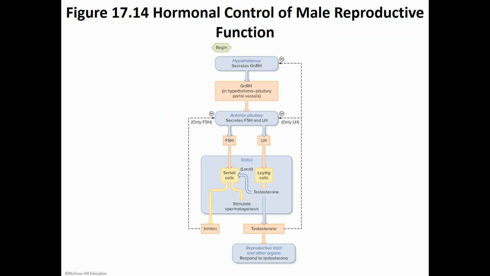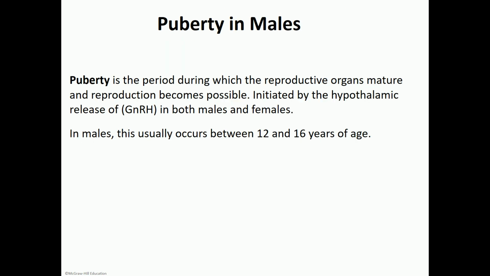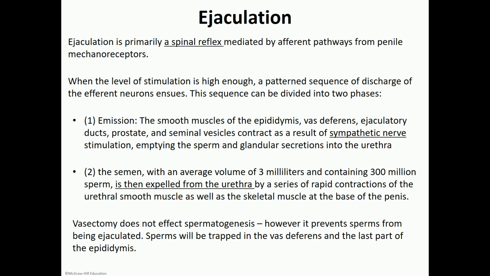So semen is really the sperms plus all of the secretions gathered from those glands. So you have the sperms plus the secretions from the seminal vesicles, prostate, and bulbourethral glands. And important to know that a vasectomy does not affect spermatogenesis. Okay, remember, spermatogenesis happens in the testis. A vasectomy would be an incision of the vas deferens. So it really has no effect on the process of spermatogenesis.